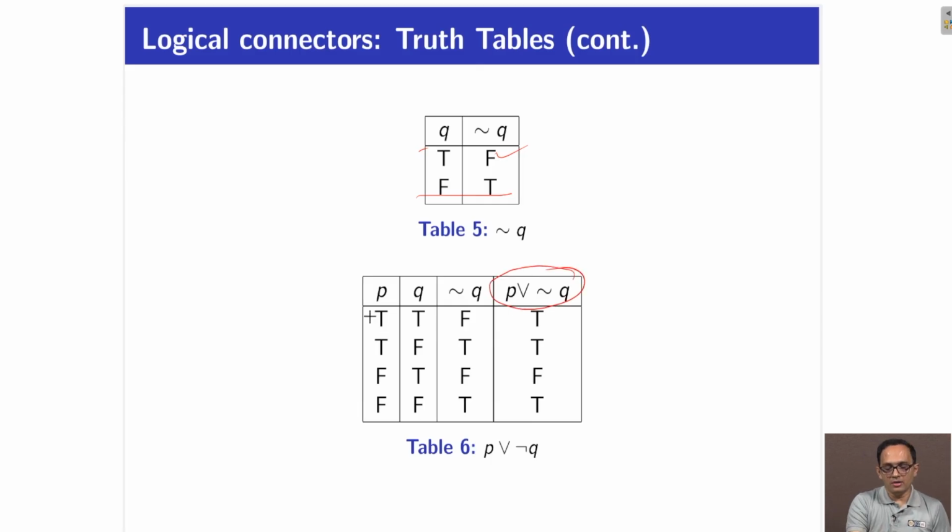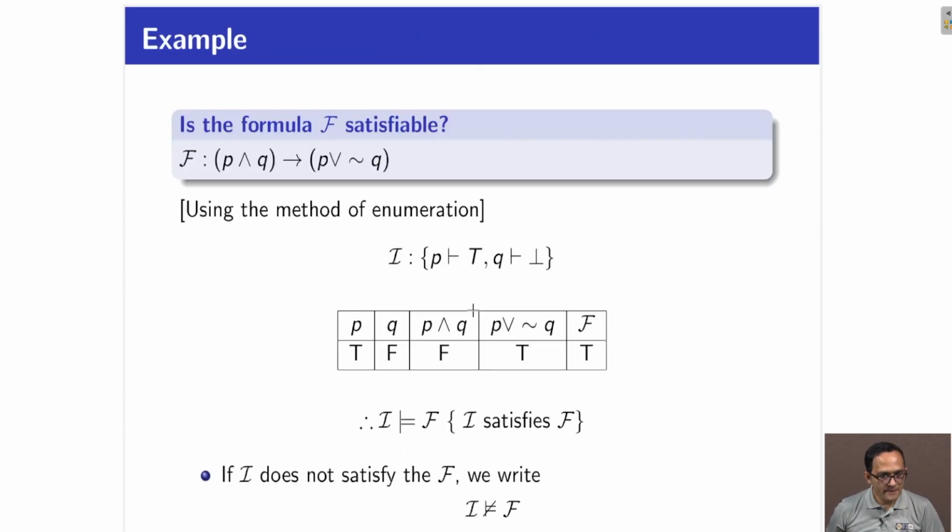If you know this, given a formula like this, I can identify the interpretation. P and Q I know, I can find out not Q from this, and then I can compute P or not Q, and I get these values. This is how I can interpret a formula of any length, just by giving the meaning of the logical connections.